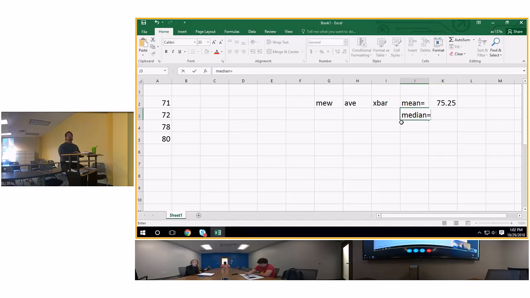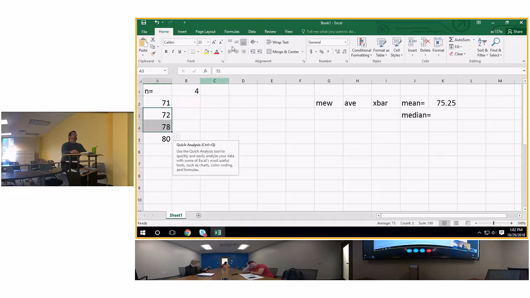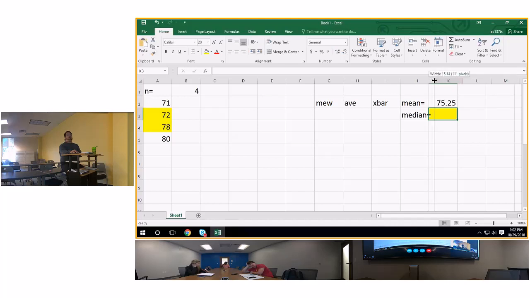The median is equal to, well, how many numbers do we have? We have 4. When n is an even number, like 4, 6, 8, 10, you have to take the middle 2 numbers and average them together. We're going to do several of these because I want to make sure everybody knows how to do it, because 80% of your test is going to be doing what we're doing right now.